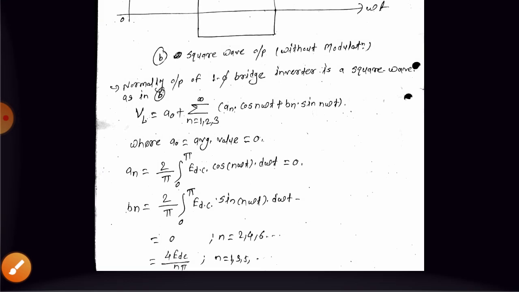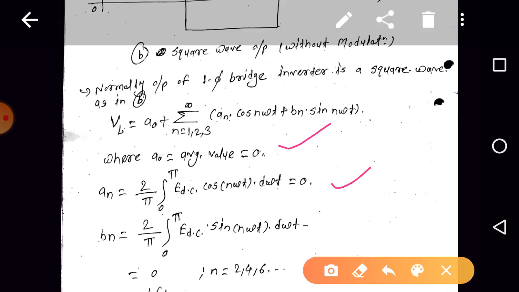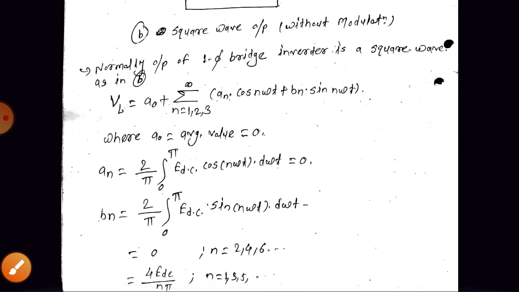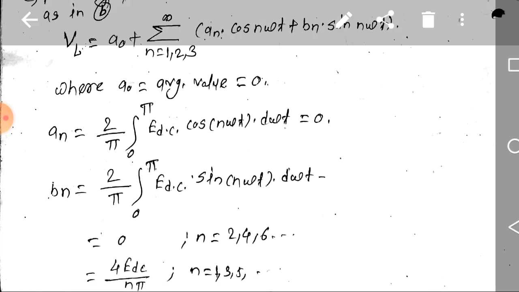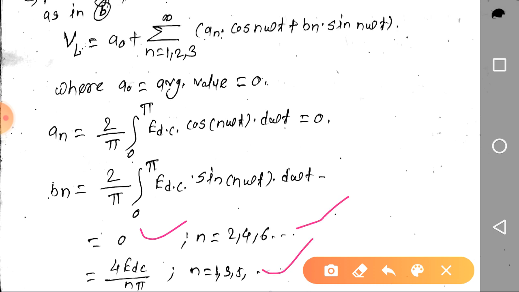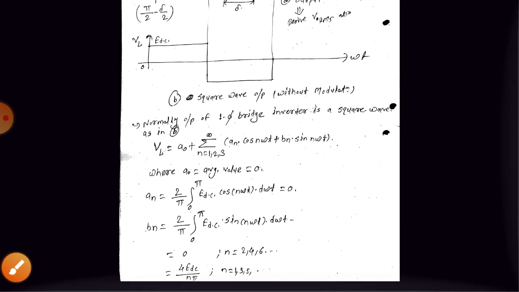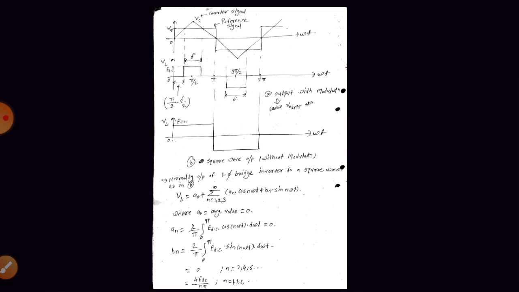VL is equal to, yes, A0, that is the average value, is 0, right? An is 0 because the signal is an odd signal. And next Bn: for n equal to 2, 4, 6, Bn is equal to 0, and for n equal to 1, 3, 5, 7 up to infinity, it is 4 EDC by n pi. We have already discussed it during the operation of the single phase full bridge inverter.